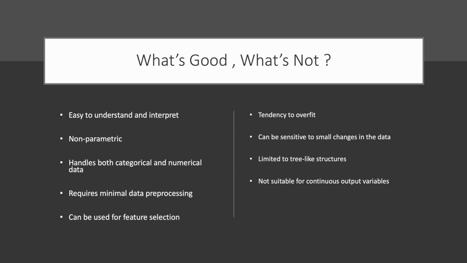Limited to tree-like structures. Okay, so you can employ this only in these types of scenarios, right? Let's say you have to deal with text classification or video or images or something like that. Then a decision tree is not the right tool for that, right? Not suitable for continuous output variables. Also, there is a regression use case which we have already seen just now, but it is not very suitable for regression use cases, right?